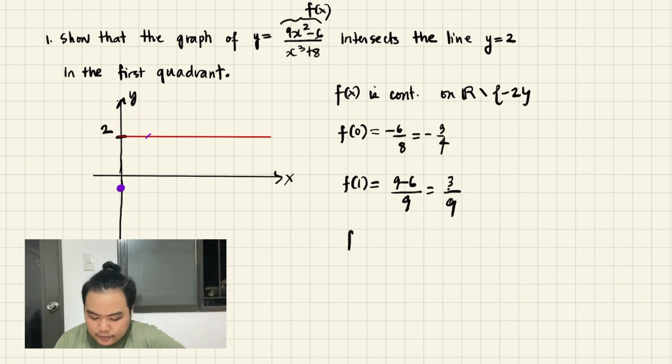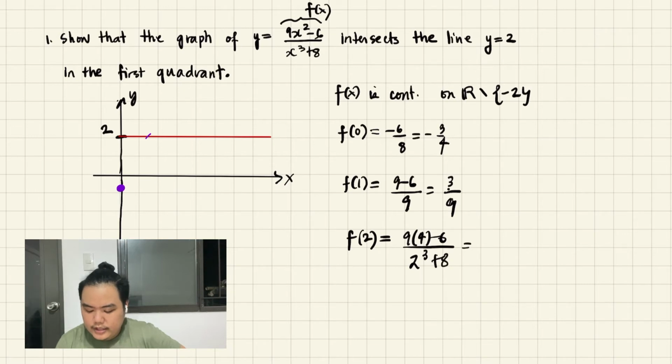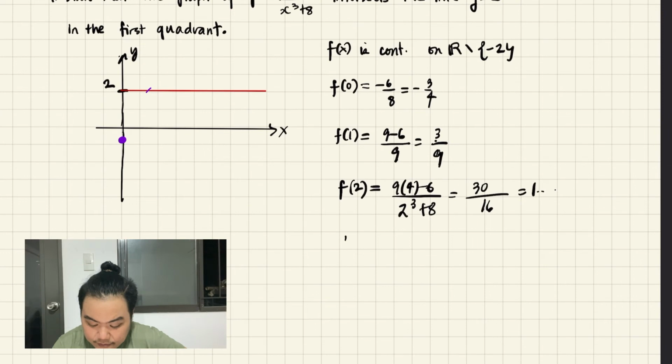What is f of 2? 9 times 4 minus 6, tapos 2 cube plus 8, which is 36 minus 6 is 30, divided by 16. 1 point something. Okay, kapos pa rin. Baka sa f of 3. Try natin sa f of 3.